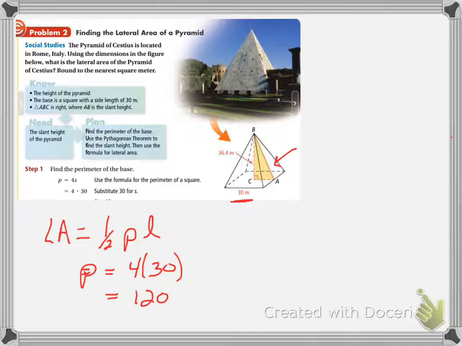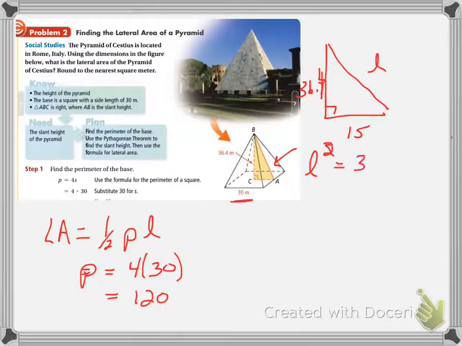They don't give me L, so I'm going to blow this triangle up a little bit. They give us this is 36.4, and they tell me that the whole base of my pyramid here is 30. So if it's 30, what's half of that going to be? Well, it's going to be 15. We're looking for L. Looks like a right triangle, with 2 sides of a right triangle. That screams Pythagorean theorem. L squared equals 36.4 squared plus 15 squared. Take the square root of both sides.